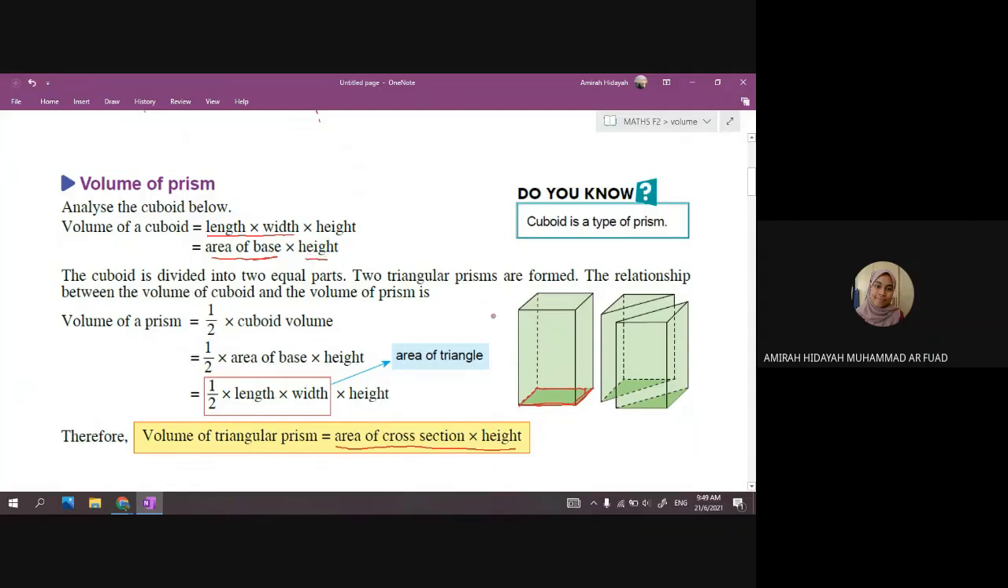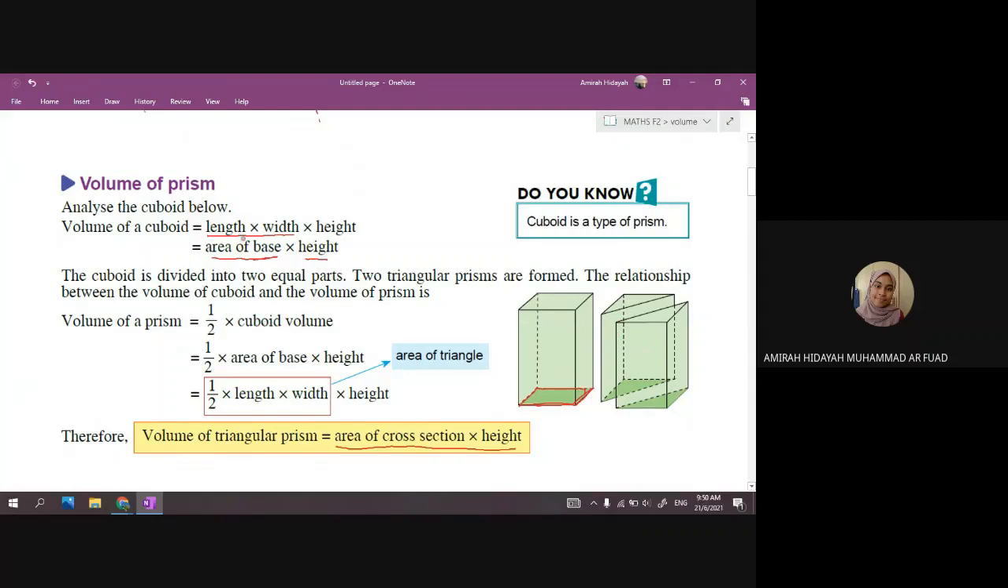Okay, so this cuboid, dia akan divided into two equal parts. Dan dia akan dapat two triangular prism bila dia potong tu. Okay, so the relationship between the volume of cuboid and the volume of prism is, volume of prism ni adalah 1/2 half times cuboid volume. Sebab satu prism ni sebenarnya adalah separuh daripada volume of cuboid ni kan. Tengok bila dia separuh kan cuboid ni, kita akan dapat dua prism. So untuk satu prism, volume dia adalah separuh cuboid volume.